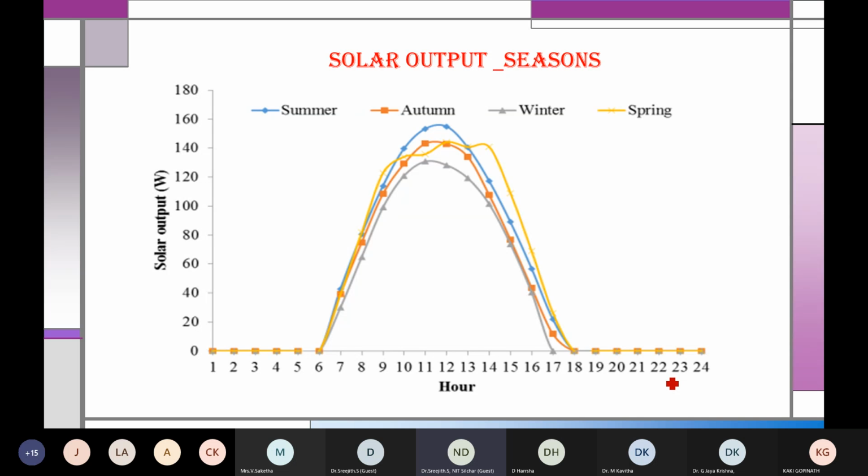Suddenly when a cloud is coming, the output will change. When it is raining, the output will change. When the sun is shining nicely, the output will change. Clear? So temperature will change the output, irradiation will change the output, climate will change the output, everything will change the output of this one. Clear? So it's very tough to connect such kind of sources directly to the load. We need to go for power conversion techniques in between. Okay.